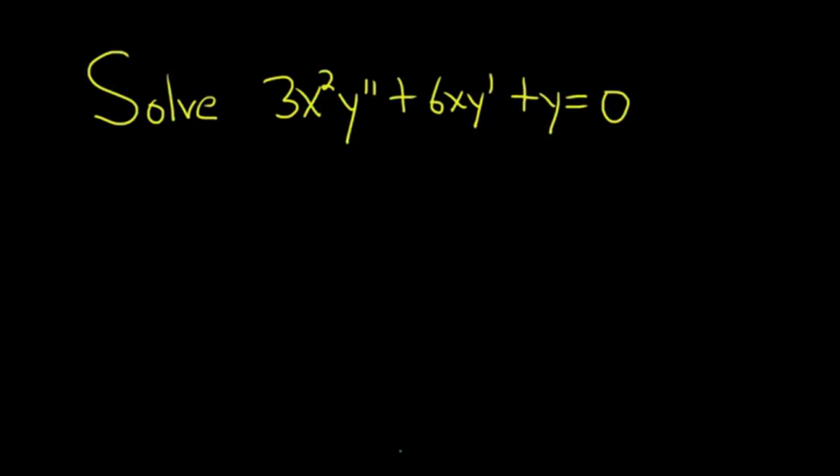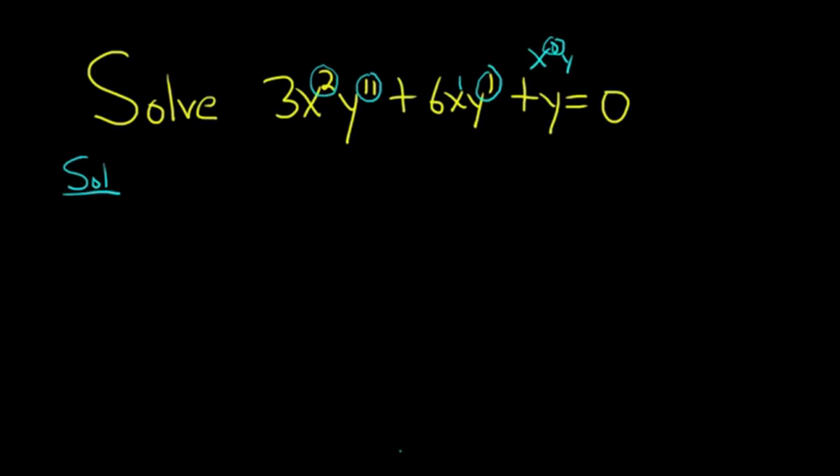In this problem, we're going to solve the following differential equation. Solution. This is a Cauchy Euler differential equation because the power of x matches the order of the derivative, and here you can think of it as x to the 0 y. So the power of x matches the order of the derivative. You can think of y as being the 0th derivative.